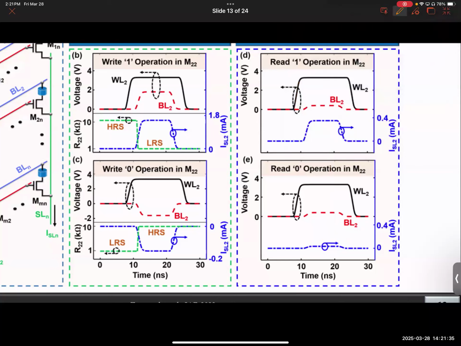During read, you still turn on the word line. Notice WL2 is the word line. You still turn on the word line and you apply some voltage to the bit line.